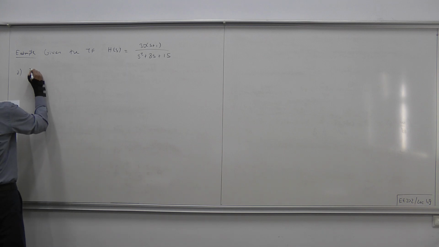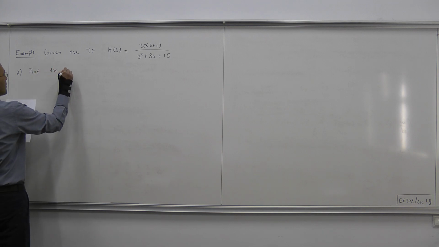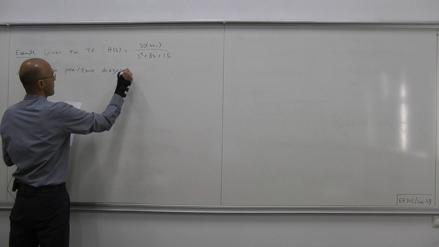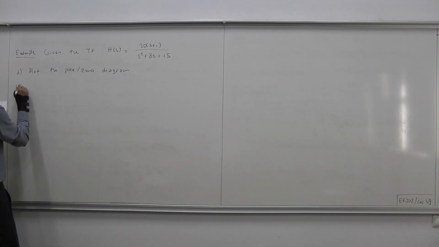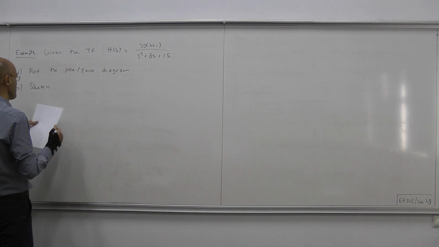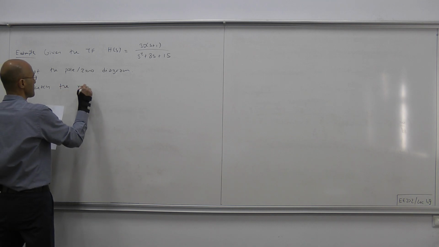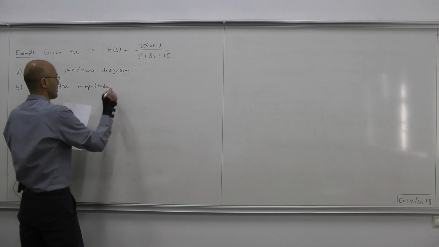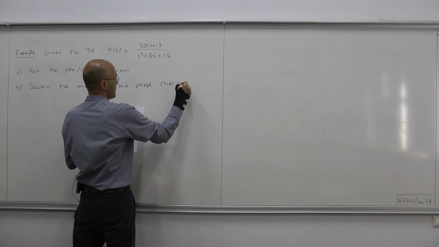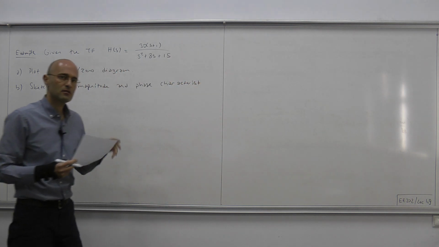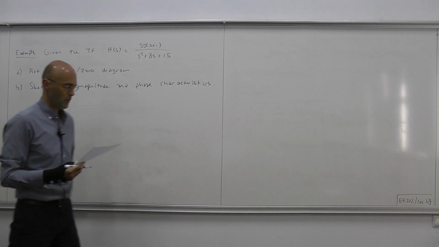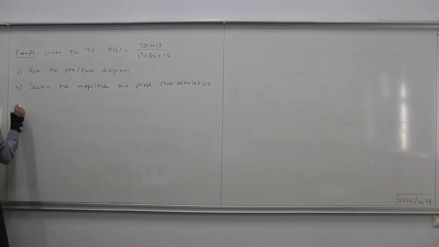Okay, but first we will plot the pole zero diagram for this transfer function, and then we will roughly obtain the magnitude and phase characteristics in a visual sense on a plot. Okay, so here goes the solution.